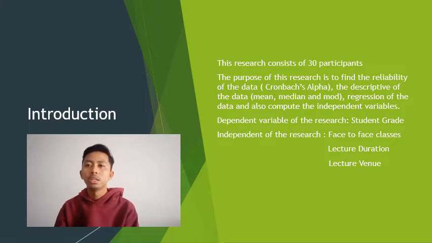For the introduction, this research consists of 30 participants. The purpose of this research is to find the reliability of the data, which is Cronbach's alpha, the descriptive of the data, which is mean, median, and mode, regression of the data, and also compute the independent variable. The dependent variable of this research is student grade. The independent variables of this research are face-to-face classes, lecturer duration, and lecturer venue.